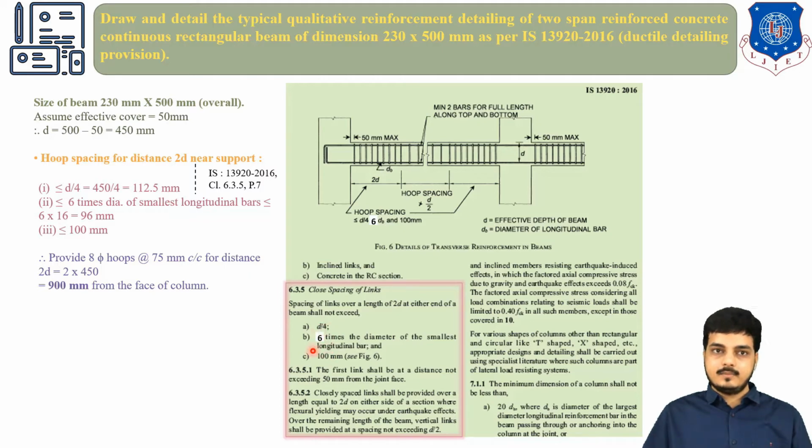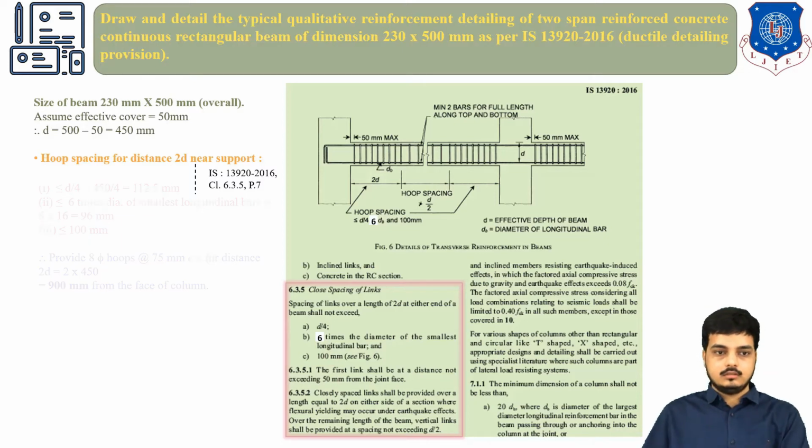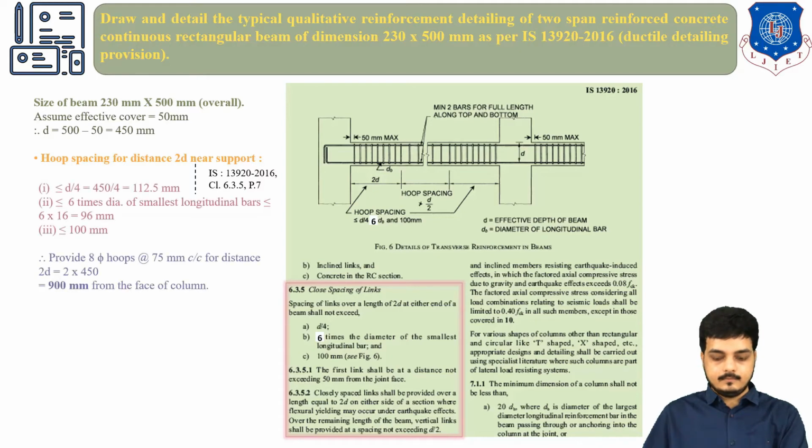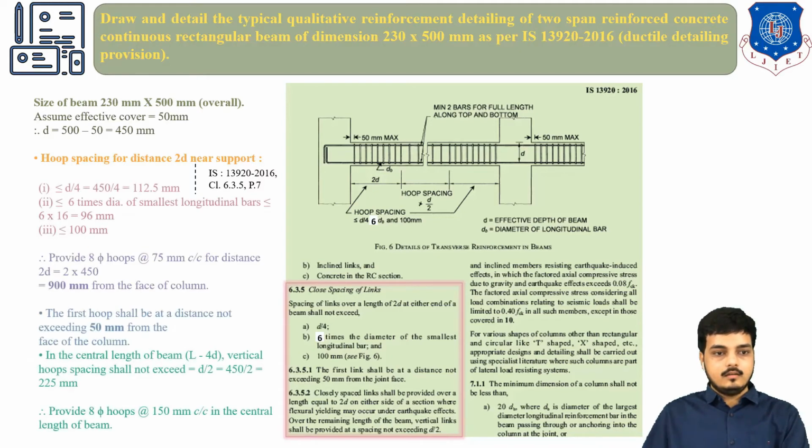Second is, this has been updated in the amendment, so you have to refer to the amendment also. So 6 times the diameter of the smallest longitudinal bar. I will be showing what the smallest longitudinal bar is, and it should be less than or equal to 100 mm. Now look at what you need to do in the exam. I will be explaining this clause.